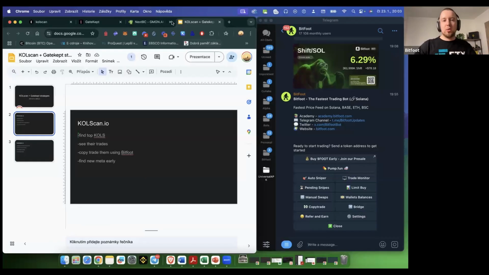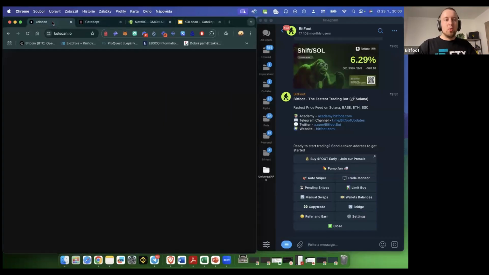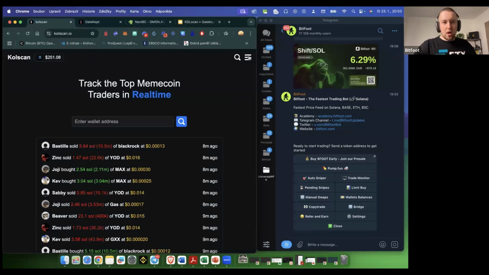So that's the first strategy. So let's dive into it. So we'll go to KOLscan.io, and here essentially you can even paste any address that you want for anyone. It doesn't have to be a KOL. It can be your address, and you will see your profit and loss for the last, I believe, 1 day, 7 days, and a month, and you will see what you hold, what the last trades were, etc.